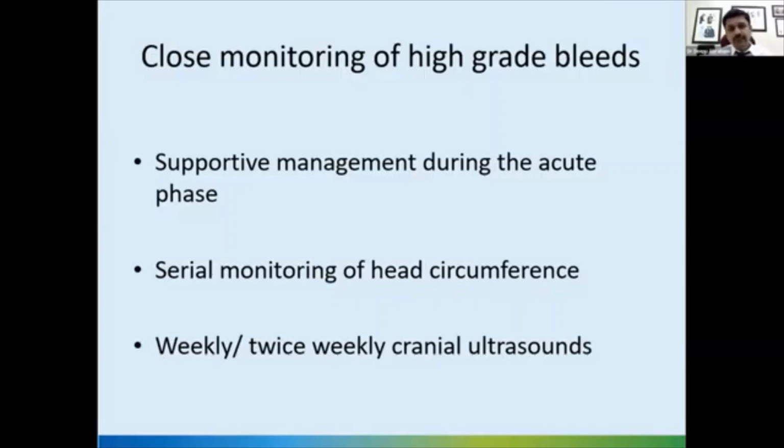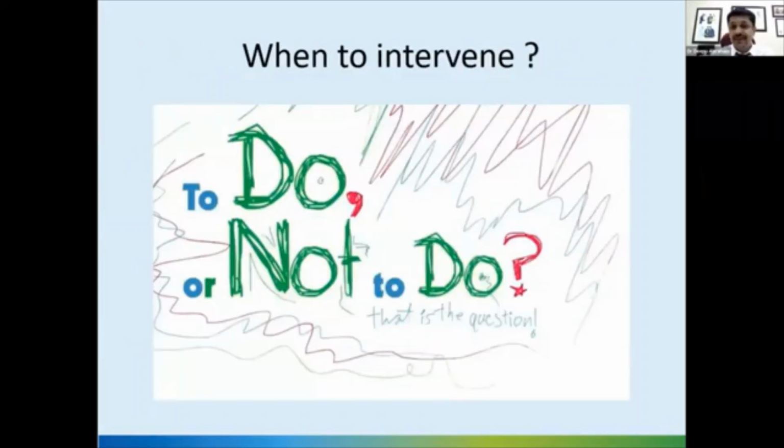But the more significant part of the management comes from following them up closely. This is especially important when the grades of the hemorrhages are on the higher side, grade 3 and grade 4. It is very important for us to closely monitor them. So I would do twice weekly cranial ultrasound scans and serial monitoring of the head circumference, and this is the question that we need to answer: to intervene or not to intervene. What is our cutoff point? While monitoring, what do we look out for?